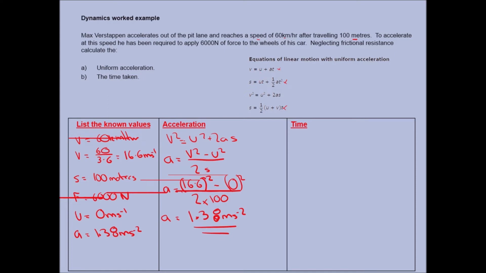The more experience you get of these, the more familiar you become, and you can use a couple of different versions. I'm going to use this top one to calculate the time taken: V equals U plus AT. I'm going to rearrange that for T, and again, if you need any revision on rearranging, go back and check out the videos on the playlist. T equals V minus U, divided by A. So T equals V, which from my list is 16.6, minus U, which is 0, divided by A, which I calculated in the first part.